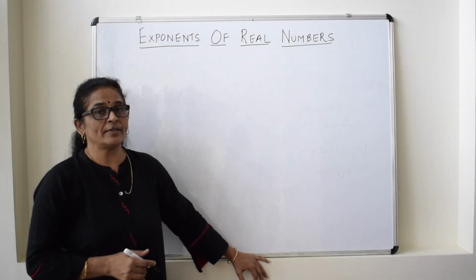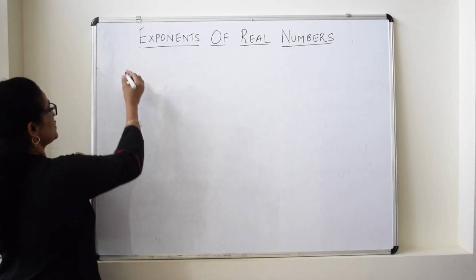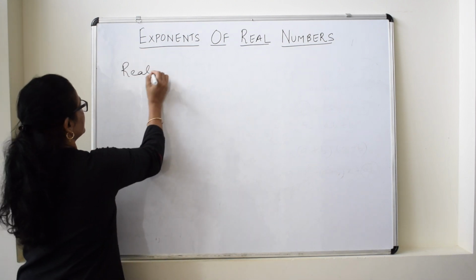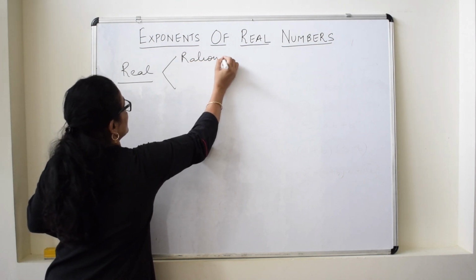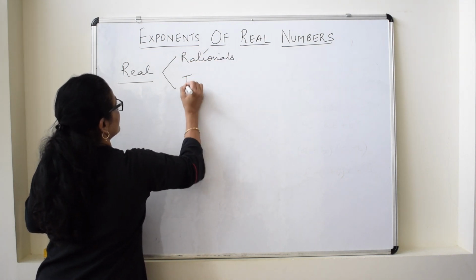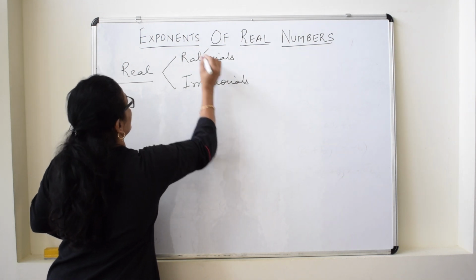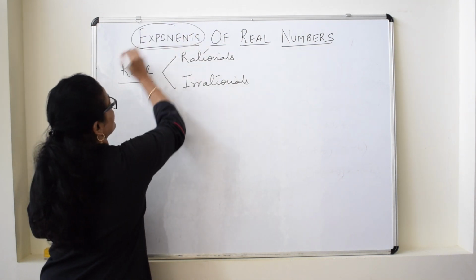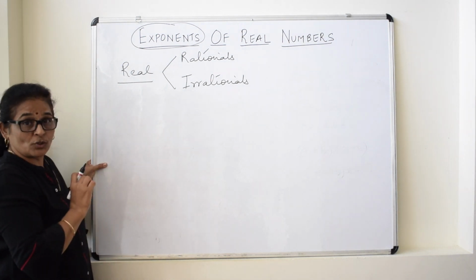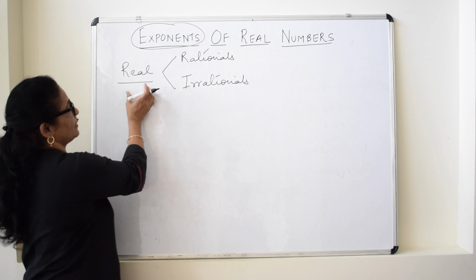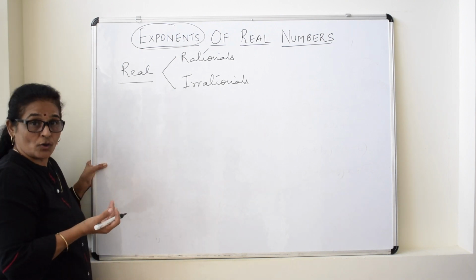In this lecture, we will discuss exponents of real numbers. Real numbers means rationals and irrationals. Exponents. We will see how these powers or exponents can be applicable for real numbers. We will also see some laws.